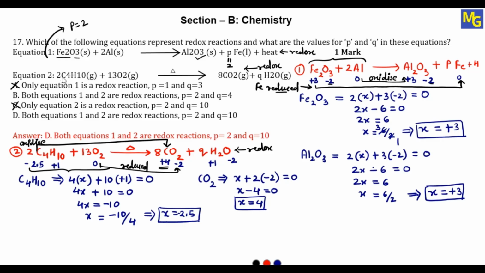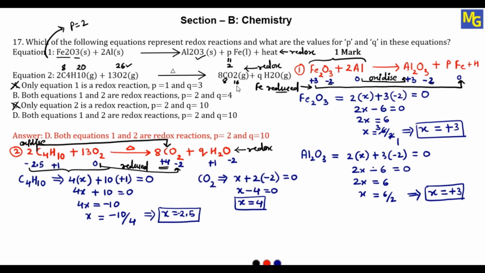In the second one, carbon: 4 2s are 8. Hydrogen, how many do we have? If you see, H10 and this is 2, so here we have 20 hydrogen. Oxygen: 13 2s are 26 we have. On this side, carbon, how many do we have? CO2, we have 8. So carbon is correctly balanced, 8. 8 2s are 16 oxygen and here we have 26 in total.